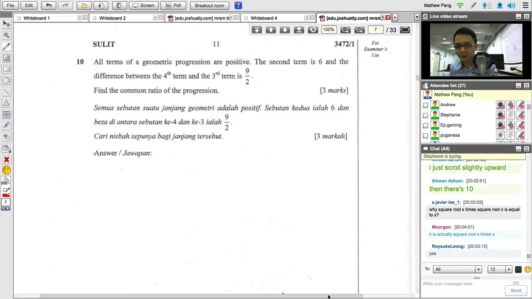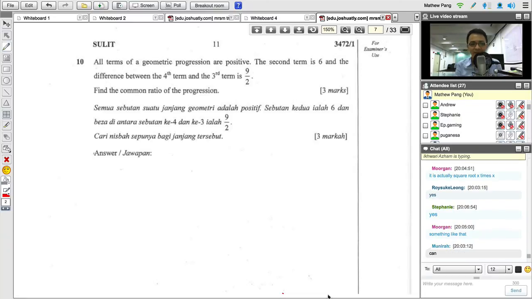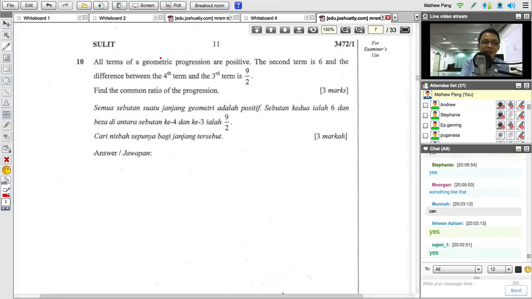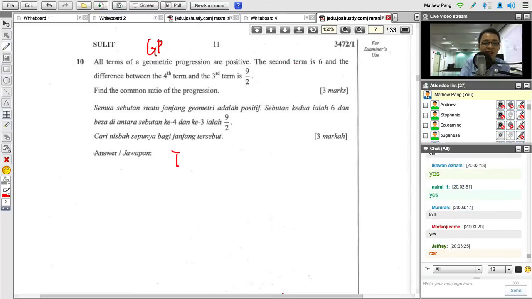I can't see the chat room. Okay, let me have a look on this one. This is a GP. It's given as GP. He gives us the second term is 6. So I know T2 is equal to 6. And then I know the difference between the fourth term and third term is 9 over 2. So I know T4 minus T3 is equal to 9 over 2.